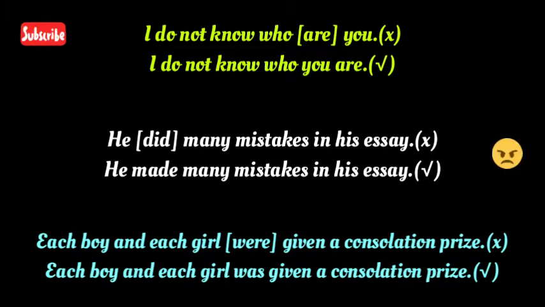Next, the sentence "each boy and each girl were given a consolation prize" is also an incorrect sentence. This sentence may appear to be correct, but remember, whenever a distributive determiner like "each" or "every" is used before a noun, the verb is always singular. Hence, instead of "were," we should use the singular verb "was" in this sentence. "Each boy and each girl was given a consolation prize."